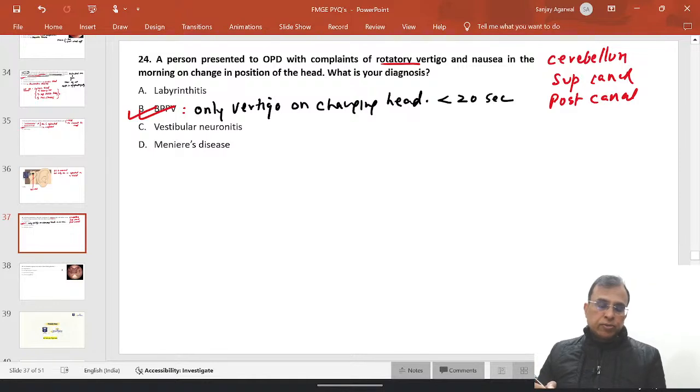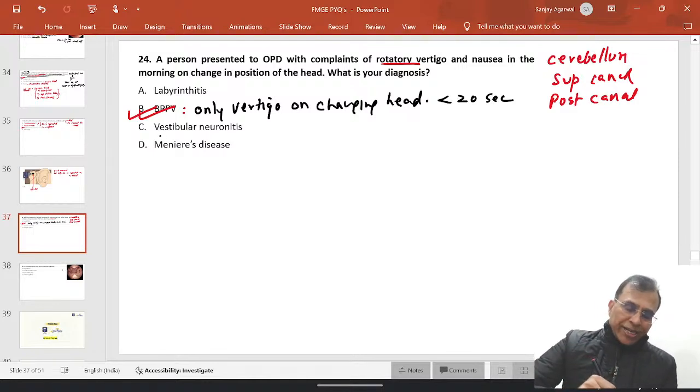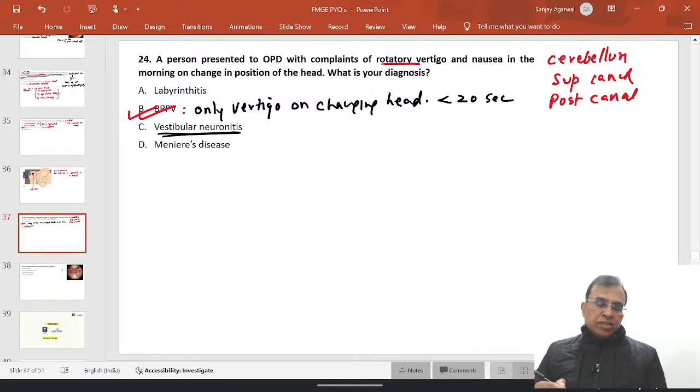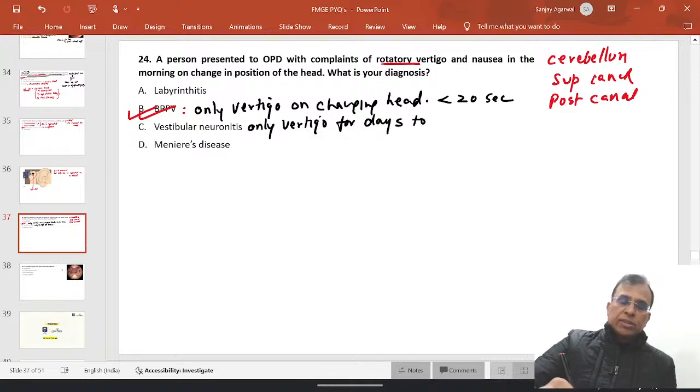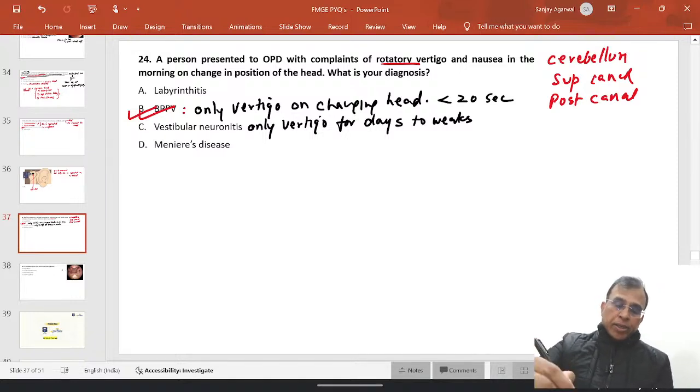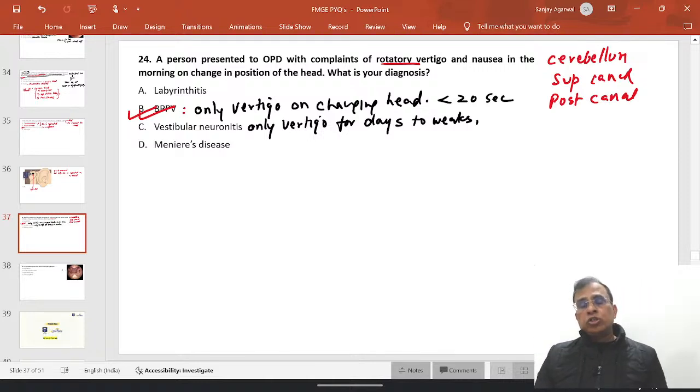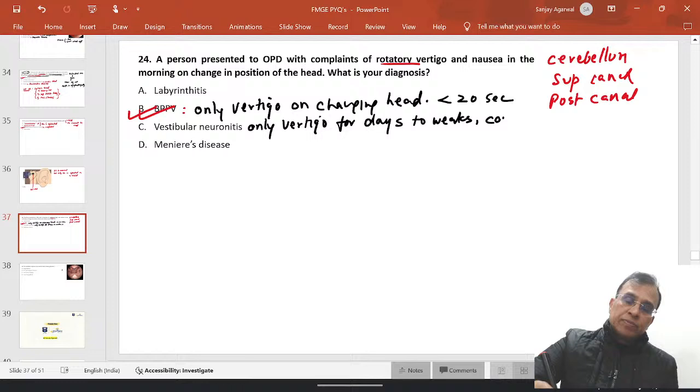Very short duration vertigo. Now vestibular neuronitis, which means inflammation of the vestibular nerve. Now this patient also has only vertigo, but for days to weeks. It can last for few days to even 1 week, and it has nothing to do with head position. It is a continuous non-stop vertigo.